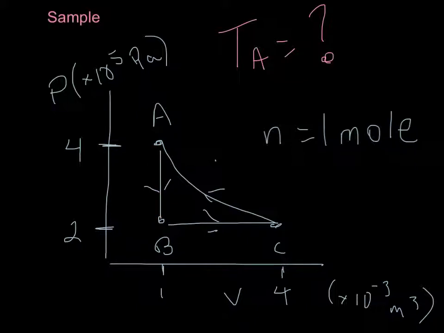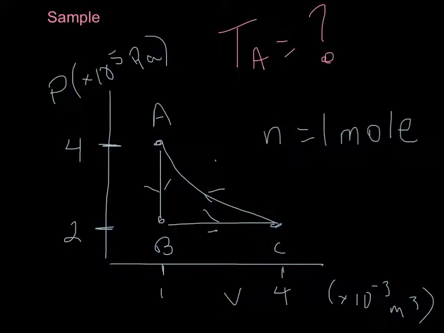Now, from B to C, I'm allowing it to expand from 1 times 10 to the negative 3rd cubic meters to 4 times 10 to the negative 3rd cubic meters. The gas is expanding, so work is being done, P delta V. Since it's expanding, from the gas's point of view the gas is giving up energy, so the work is negative.